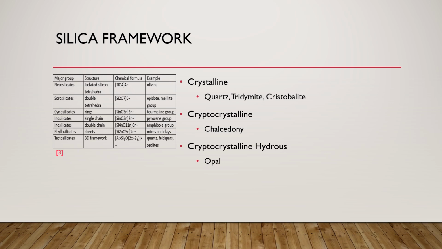There are 3 main forms of silica: crystalline, cryptocrystalline, and cryptocrystalline hydrous. I'm mainly going to focus on crystalline silicas. Crystalline silica is simply the crystalline form of silica. Its main varieties are quartz, tridymite, and cristobalite. The chemical composition is relatively simple, as most quartz consists of 99.9% silicon dioxide.